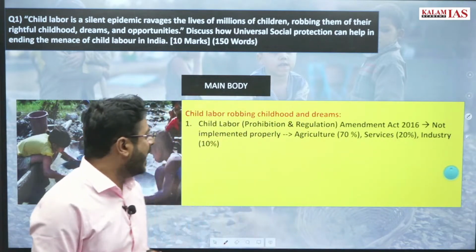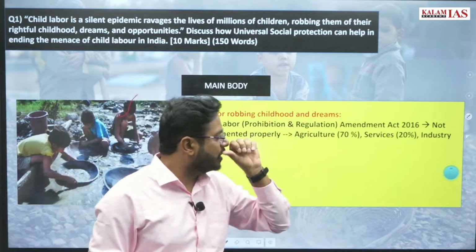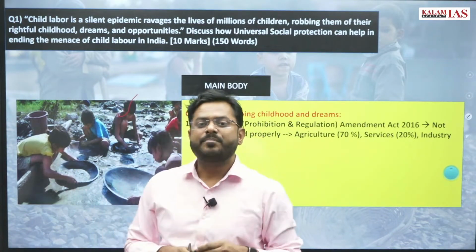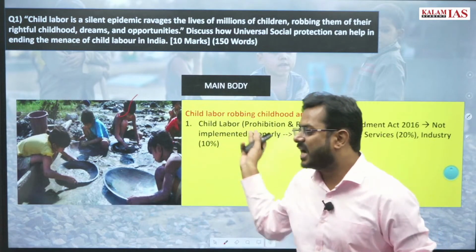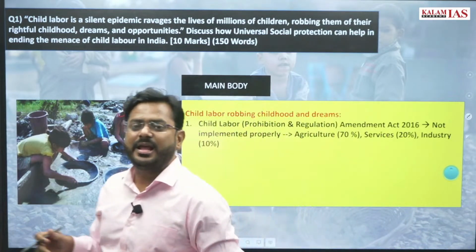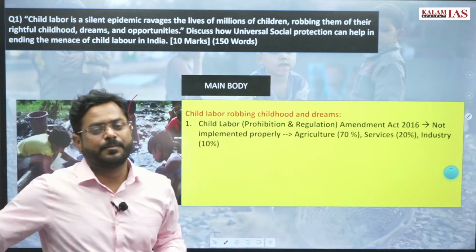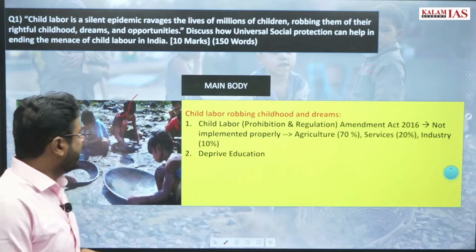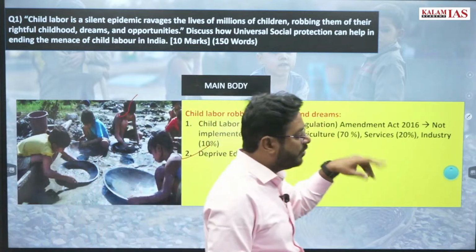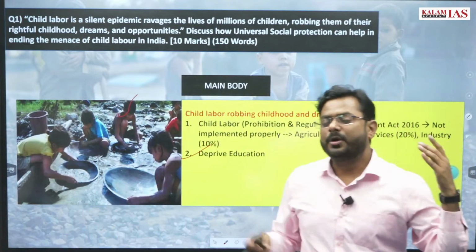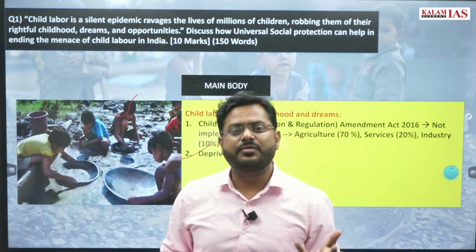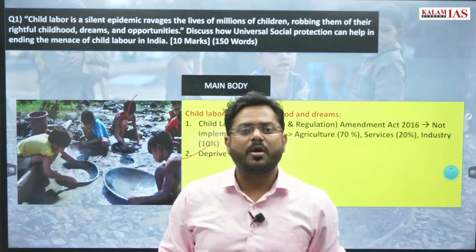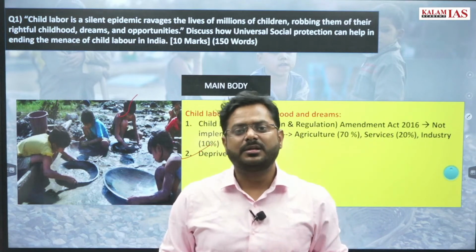So even if we have the Child Labor Prohibition Regulation Amendment Act 2016, this has not been implemented properly, and because of this, such child labor is there in every kind of sector, right? Then it deprives education, and when a child is not getting educated enough because of child labor, they will be doing some menial jobs when they are adults, right?